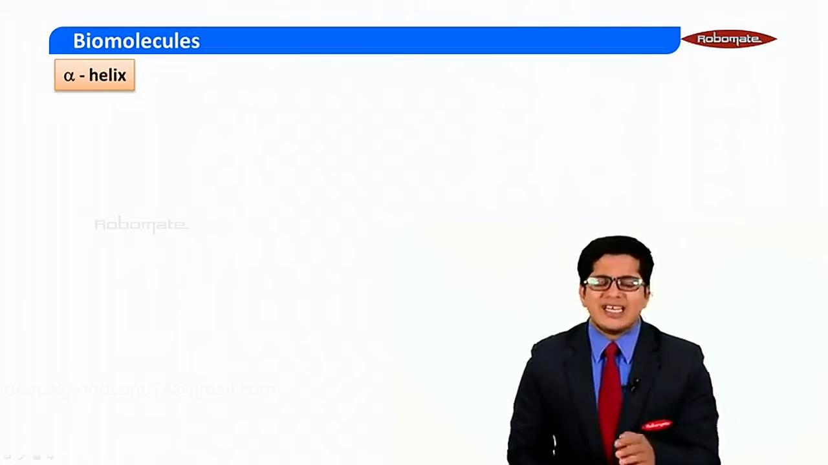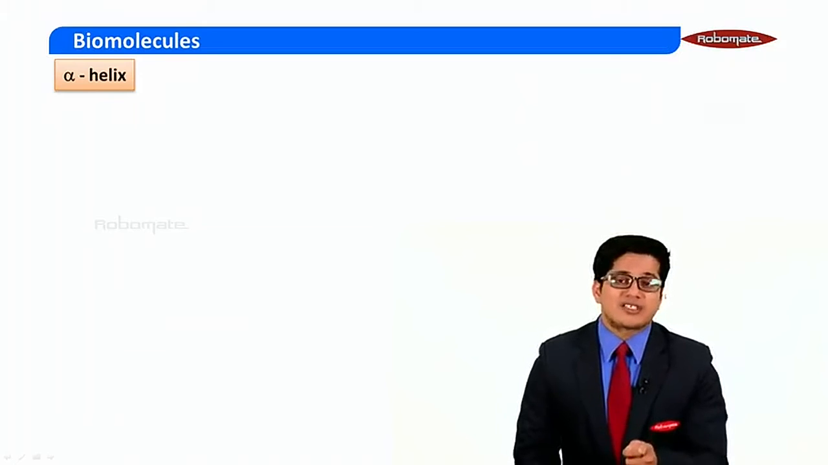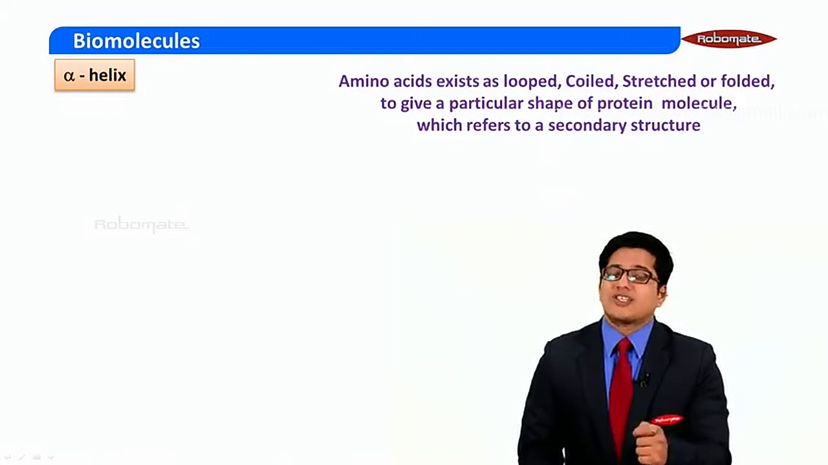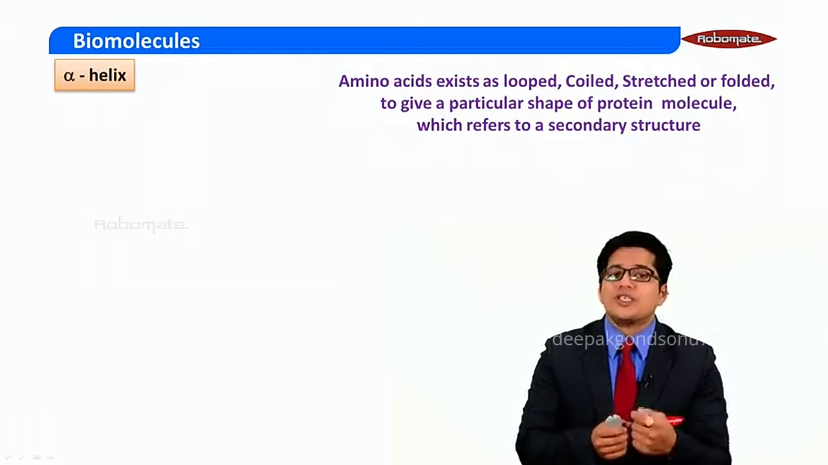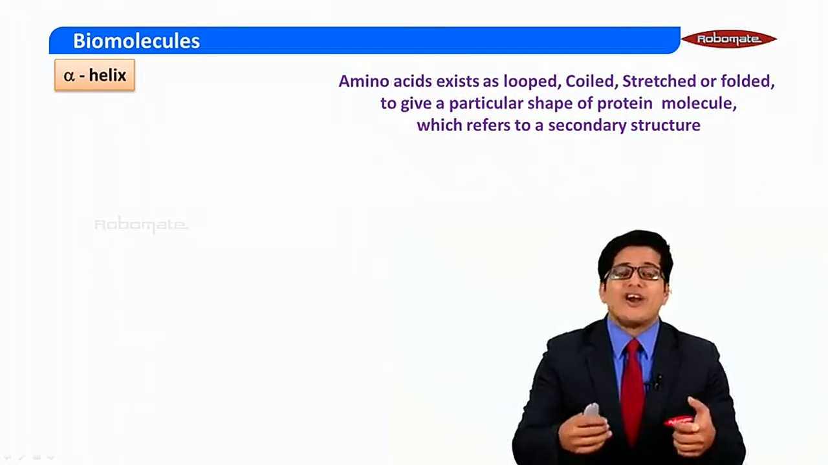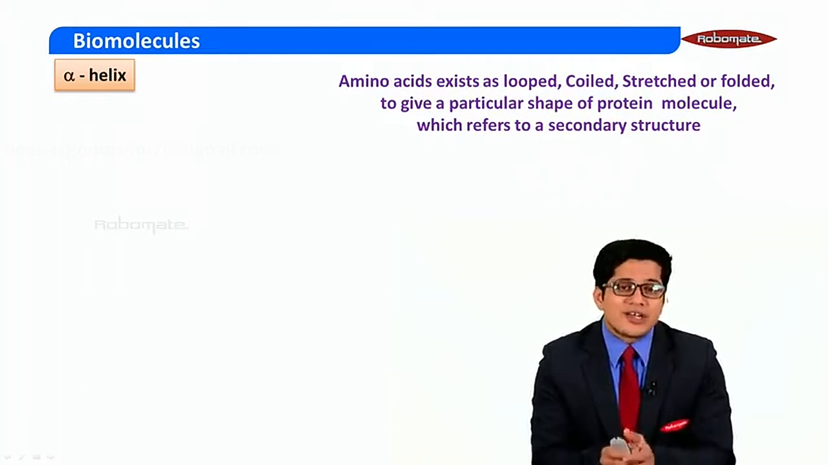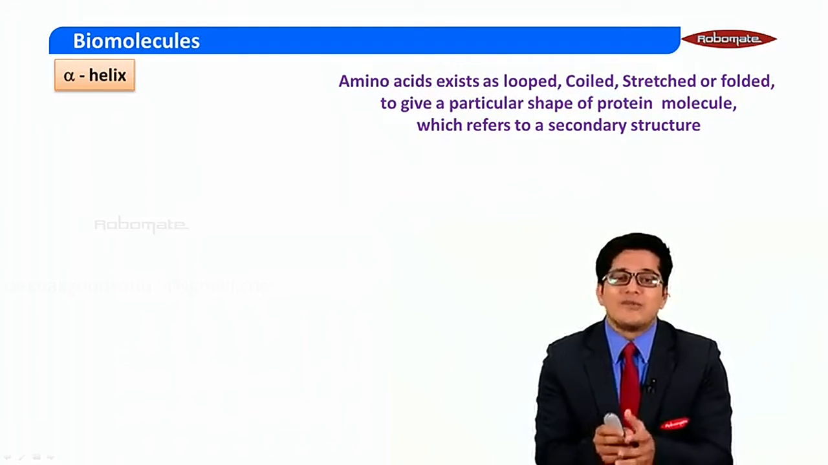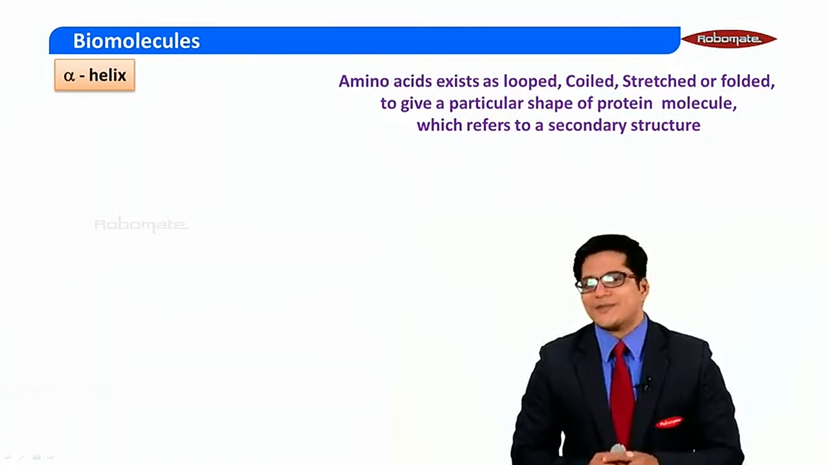Now what exactly is secondary structure? Secondary structures are nothing but structures in which amino acids exist as looped, coiled, stretched or folded units to give a particular shape of protein molecule, which refers to its secondary structure.